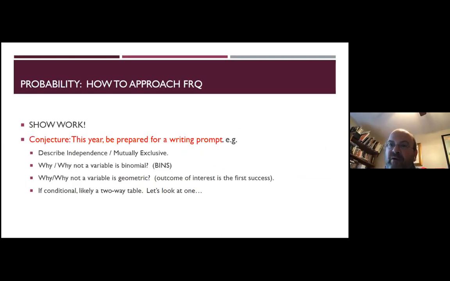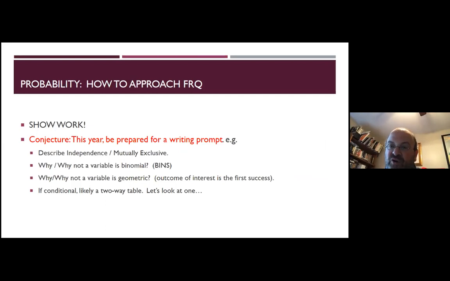Now we're going to talk about probability. So we're now on to the third unit. We're doing great, right on time. The most important thing for probability is to show work. So for those people that are thinking you might want to handwrite your exam, this would be the one section where you got to pick one. It's either going to be computer screen or handwriting.